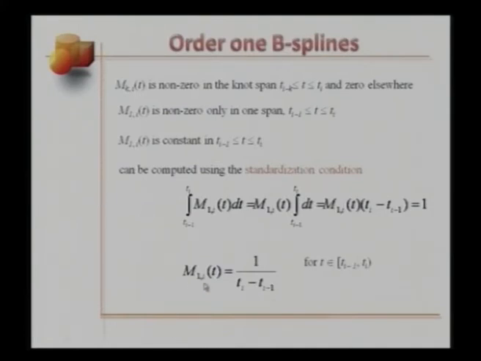Of course, M1i equals 1 over ti minus ti minus 1 for values of t belonging to [ti minus 1, ti). Notice here that I'm using the closed bracket on the left and an open bracket on the right. That will imply that t will take the value ti minus 1, but not ti. And of course, M1i will be 0 for all other values of t.